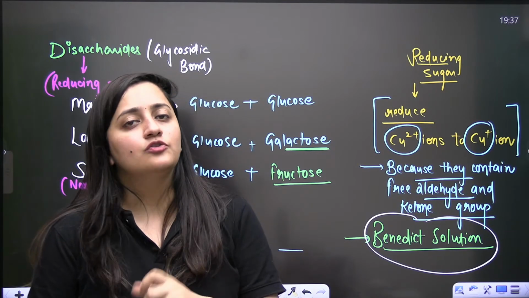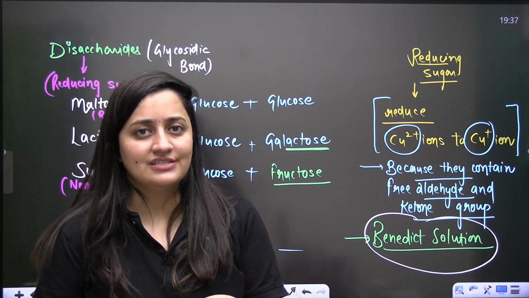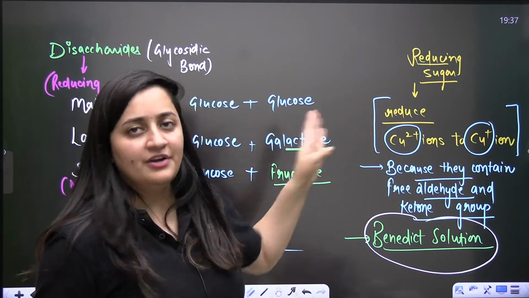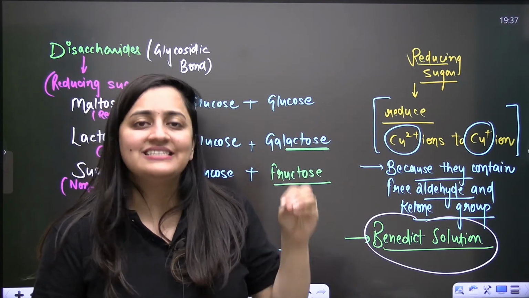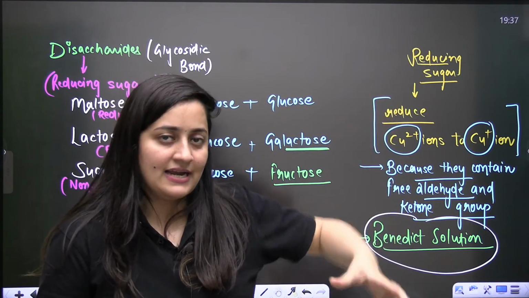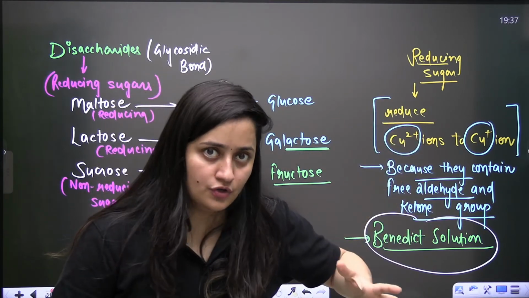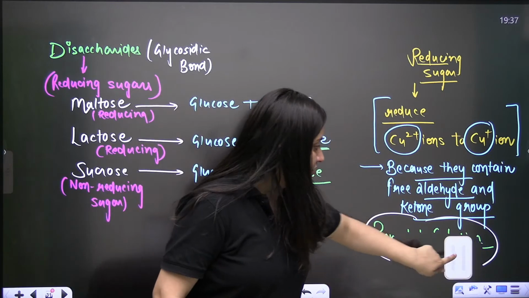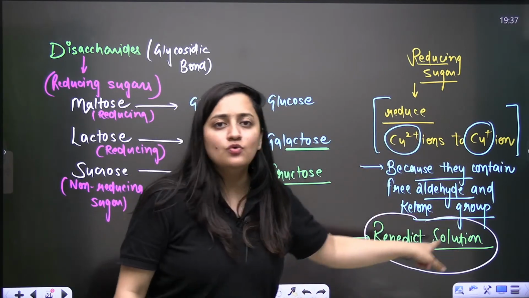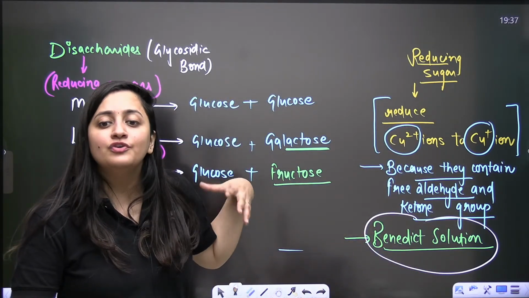If the color change is there, basically your cupric will be reduced to the cuprous. So it is showing that yes, there is the presence of monosaccharides, there is the presence of reducing sugar. So this test is very important. That is how we can use this property. So it is also for the identification.